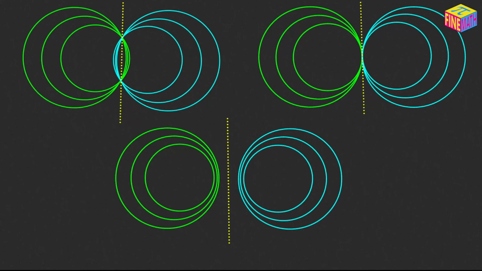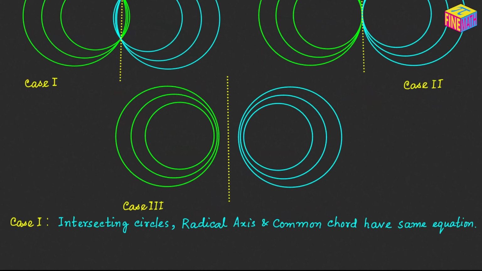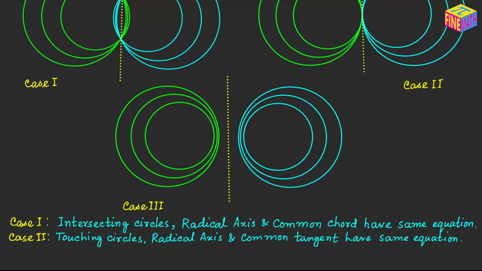Next we are going to see how to determine the equation of such a system of coaxial circles. As in the first example, we had the circles intersecting each other and the radical axis is actually the common chord. In the second case, the circles touch each other and there the radical axis is nothing but the common tangent. And in the third example, the circles neither touch nor intersect. To determine the equation of such a system of coaxial circles, we need at least the equation of 2 circles from the family or the equation of a circle and the equation of the radical axis.